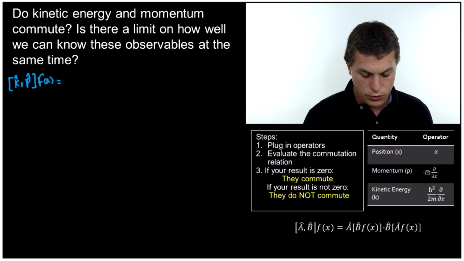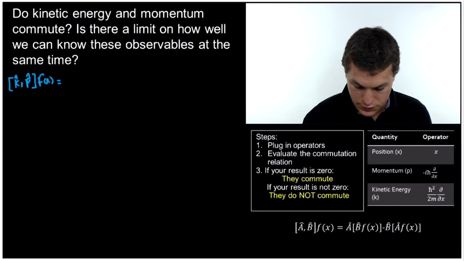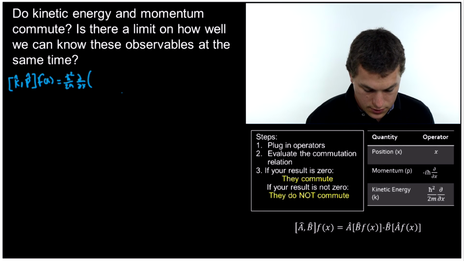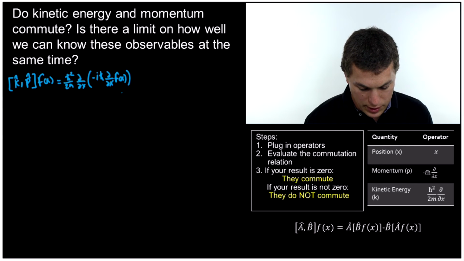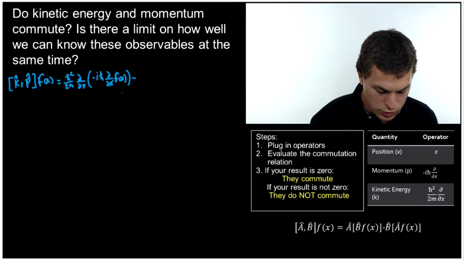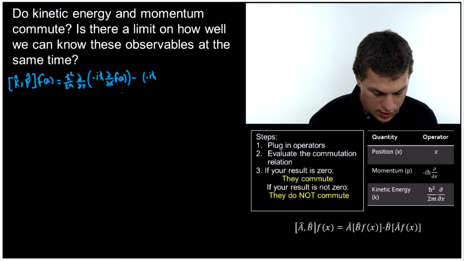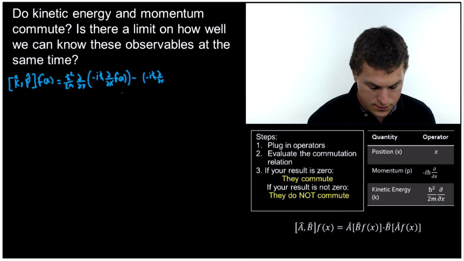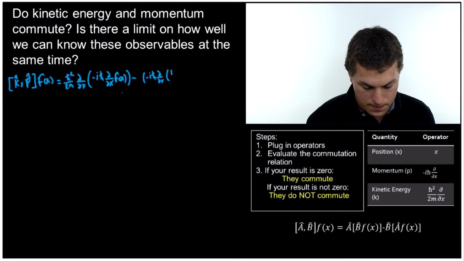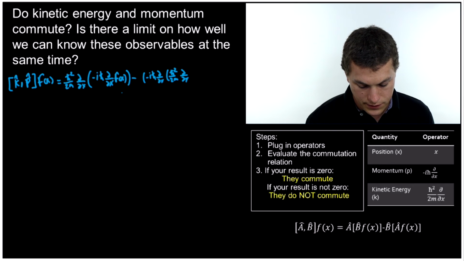And what that means is we're going to write down k first in this first part, which is h bar squared over 2m. This is our operator and the partial derivative. And then we're going to write down our momentum operator, which is negative i h bar, the partial derivative of f of x. All right, now we just flip the order of those operators. So first comes momentum, negative i h bar, partial derivative. And then comes our kinetic energy, h bar squared over 2m, partial derivative with respect to x of our test function.